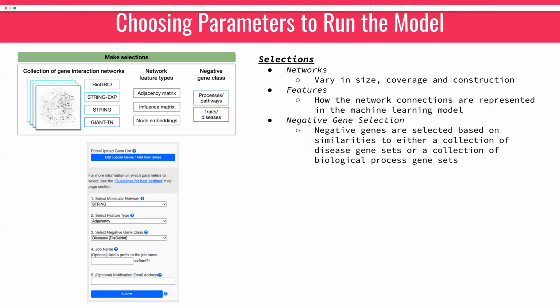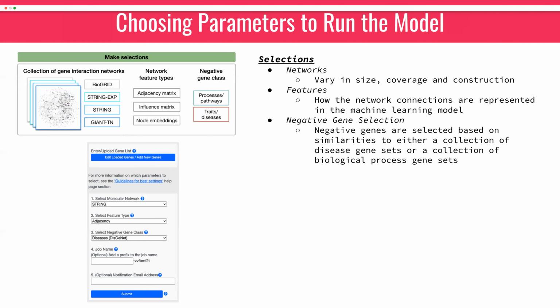And then the next thing is the user has to make some selections. The first thing they need to select is which network they want. These vary in size, coverage, and construction. We talked a little bit about them in the previous slide. Then the features are how the network connections are represented. You can either use the direct connections. You can take those connections and diffuse that information over the whole network a little bit based on random walk with restart, and that's what the influence matrix is.